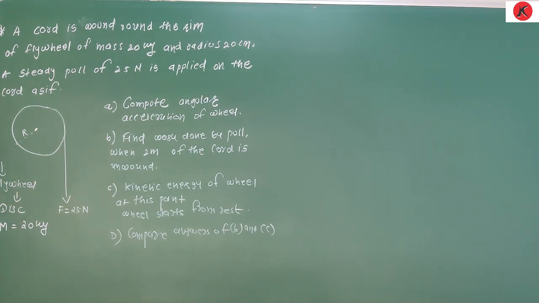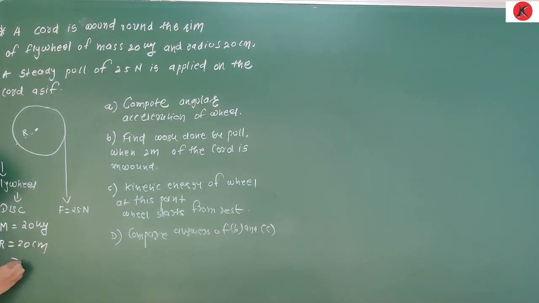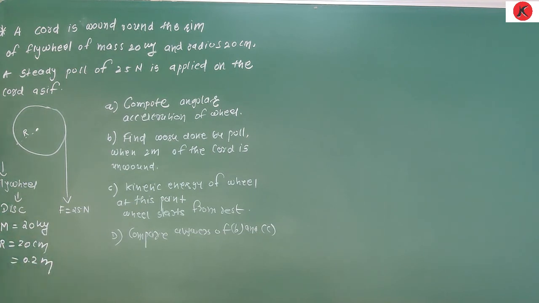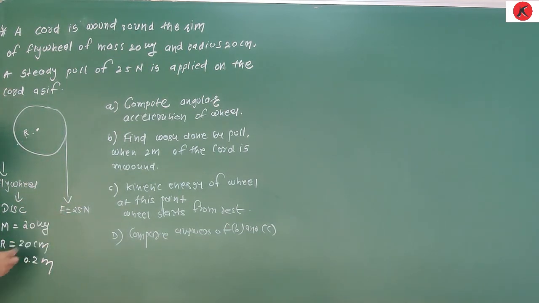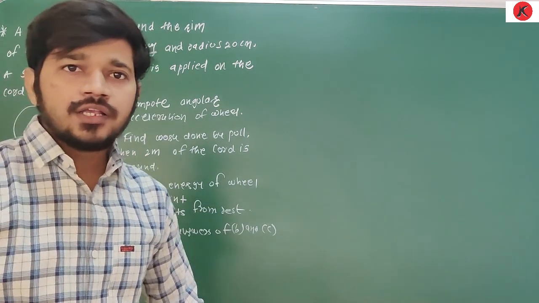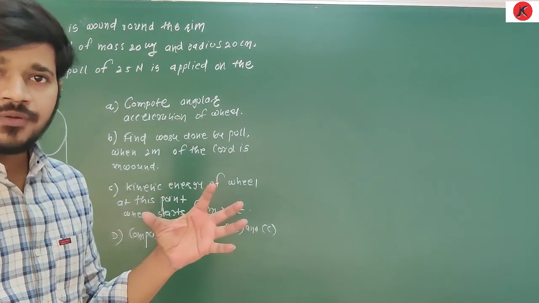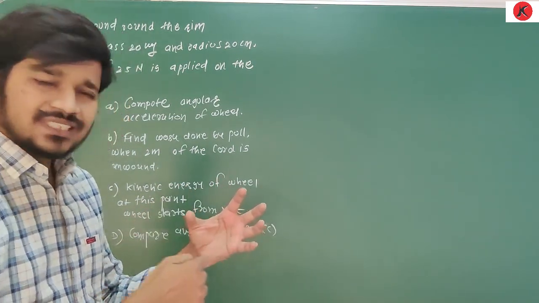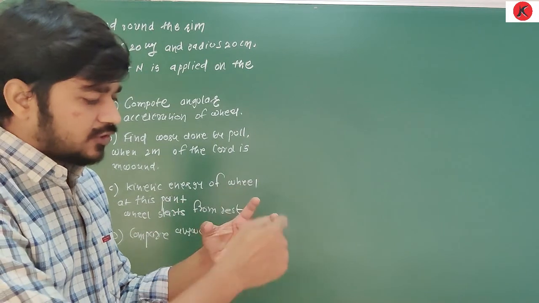Its radius, capital R, is equal to 20 centimeter, which means 0.2 meter. A steady pull of 25 Newton, F is equal to 25 Newton, is applied on the cord. Now what is the situation actually? If you have one disc like this, and one cord, means one string, is wound round like this.